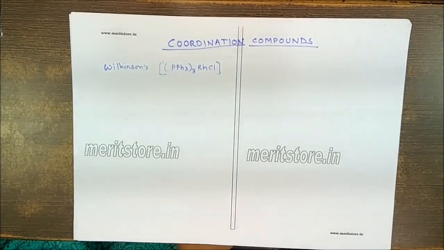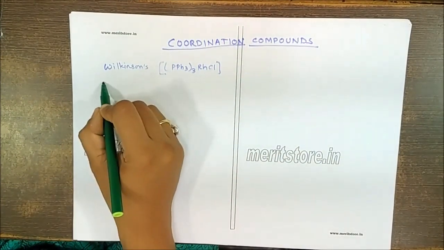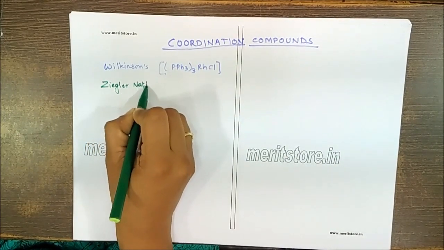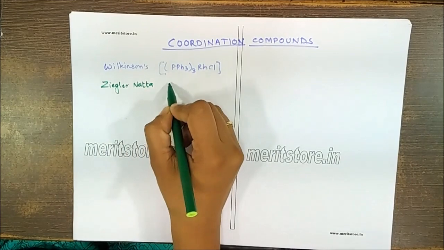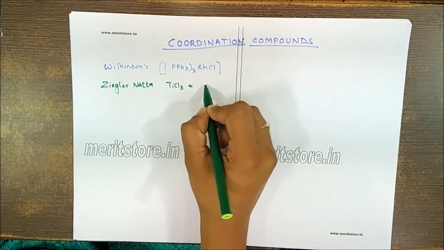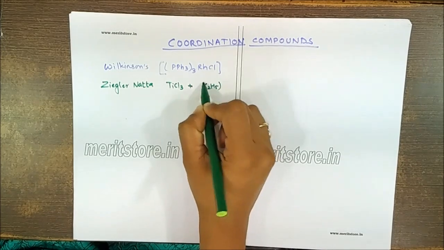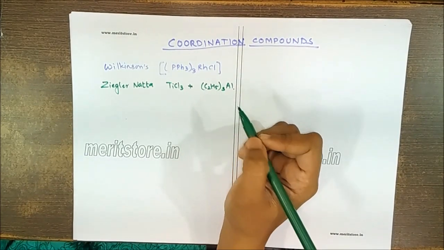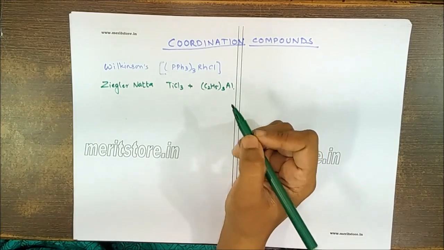Then we can talk about the Ziegler-Natta catalyst. We have studied this Ziegler-Natta catalyst many times in the polymer reaction. The Ziegler-Natta catalyst is a complex of titanium chloride with the triethyl, that is (C2H5)3 aluminium, which is a heterogeneous catalyst which is used for the polymerization of the alkenes.